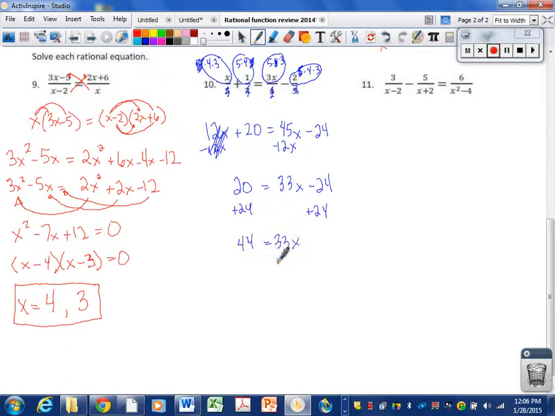44 equals 33x, divide by 33, and can 44 over 33 be reduced? Sure it can. It can reduce to 4/3. Okay, both of these have an 11 in common, so if you take out the 11, divide that out, you get 4/3.